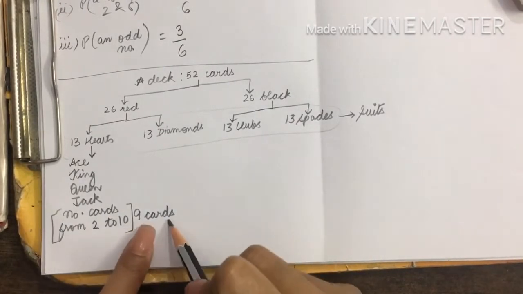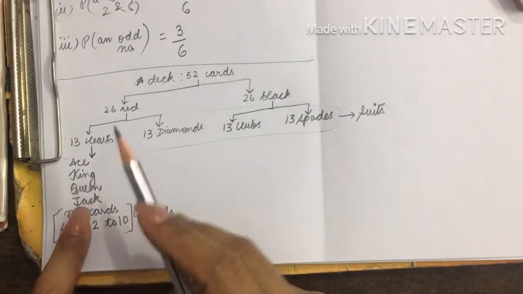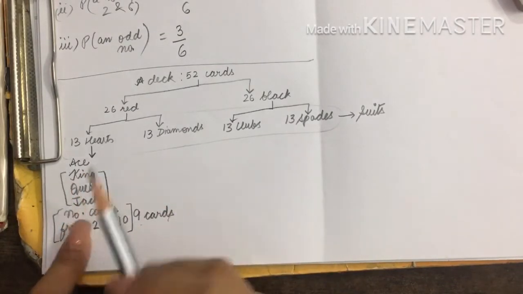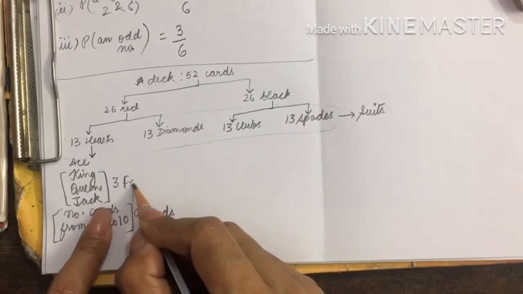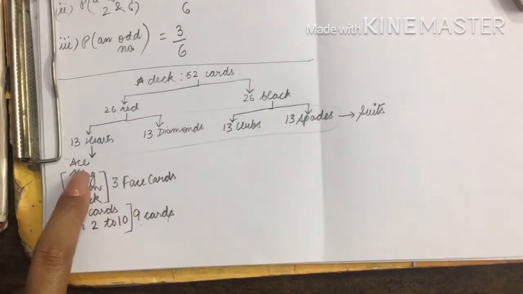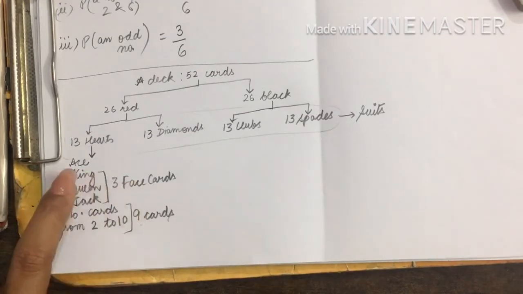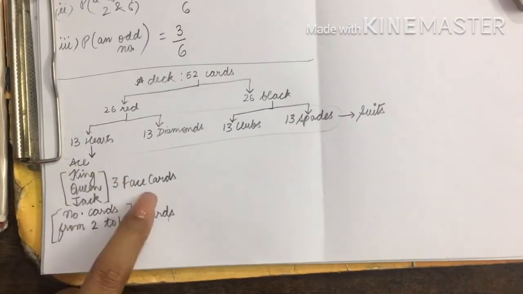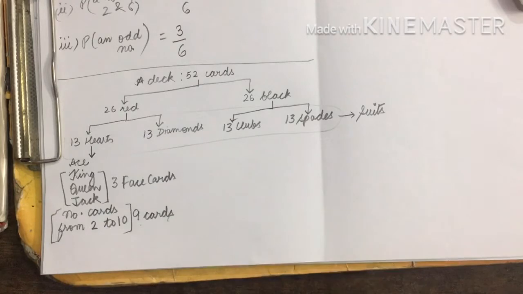So we have 9 number cards. There are 3 face cards and 1 ace. Face cards and ace together are called honor cards. I'll be writing that down later. You can note it down with yourself.